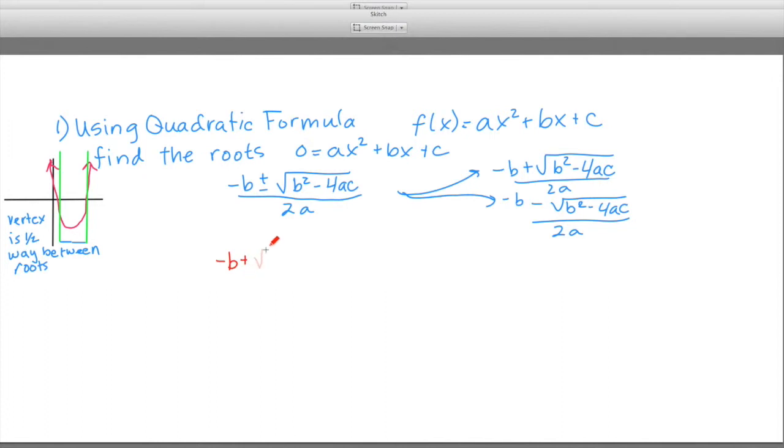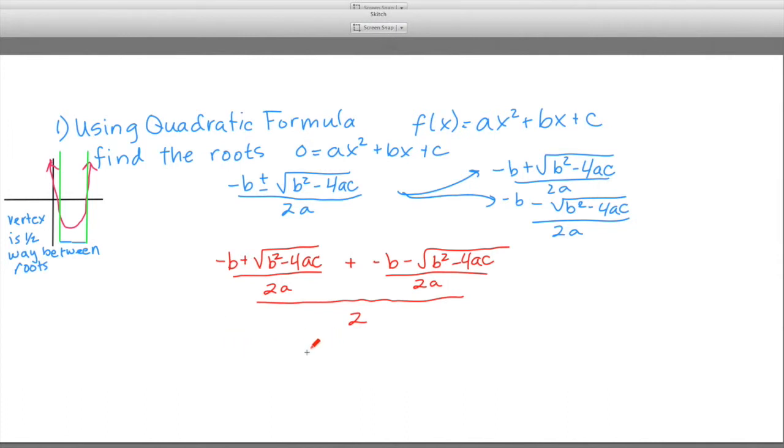So then adding the two roots together, we have negative b plus the square root of b squared minus 4ac all over 2a, plus, we're adding the roots together, negative b minus the square root of b squared minus 4ac all over 2a. And since we're trying to find the average or the midpoint, we're going to divide that all by 2. So now we've got these general roots we're adding together.